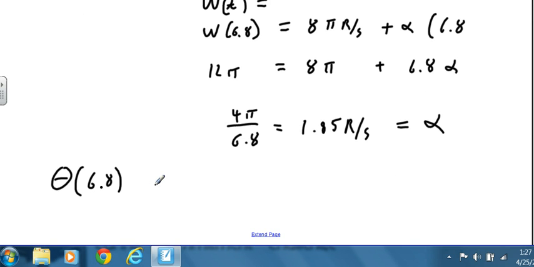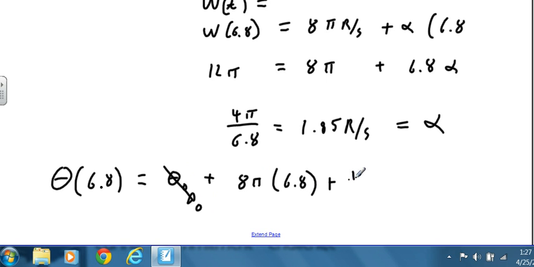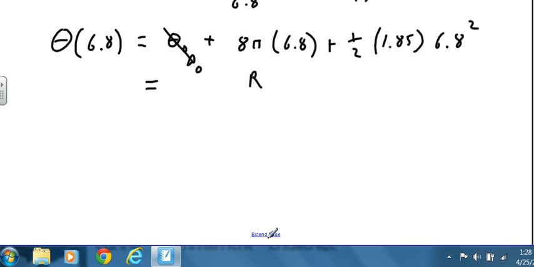How far will a point on the edge of the wheel travel? Okay, so we're not going to get that yet, but I need the number of radians anyway. So I got the initial, which is 0, plus 8 pi times 6.8 plus 1/2 times 1.85 times 6.8 squared. And that's going to give me the number of radians that I've traveled.